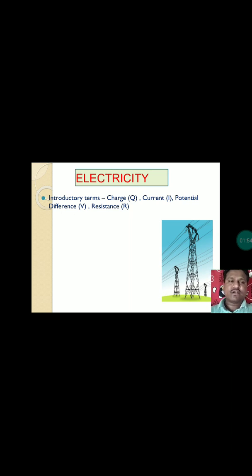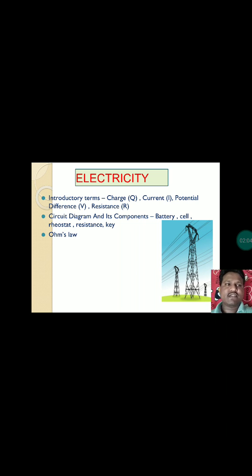The syllabus for the first chapter, that is electricity: in the introductory part we have the different physical quantities like charge, current, potential difference, resistance. Then we will see how to draw a circuit, and what the components of a circuit diagram are, like battery, cell, rheostat. Then we have the famous Ohm's law, which gives the relationship between voltage and current, that is both are directly proportional to each other.